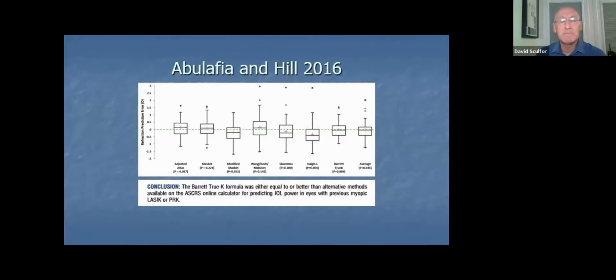So traditionally, it's been suggested you could look at the 10 best formulas, let's say, find an average of them, and then use that. So that's on the right-hand side of the slide. That's for the average of those 10 best formulas. But you can see you've still got some outliers, reasonable box and whiskers. But the one next to that is the Barrett True K formula, and that actually outperforms or performs equally as well as averaging all those 10. So the Barrett True K formula has really become our go-to formula for post-refractive surgery patients.